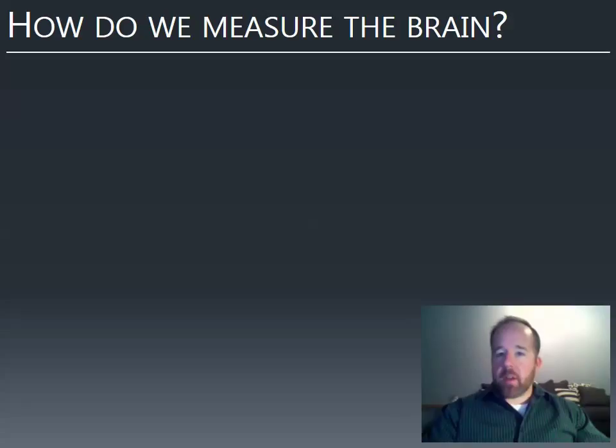So that's the brain, sort of in a nutshell. How do we refer to different parts of the brain? We have different systems in the central and peripheral nervous system, different lobes of the brain, different organs in the inner portion of the brain. How do we measure all this? How do we know what we know about the brain? Well, we measure it.